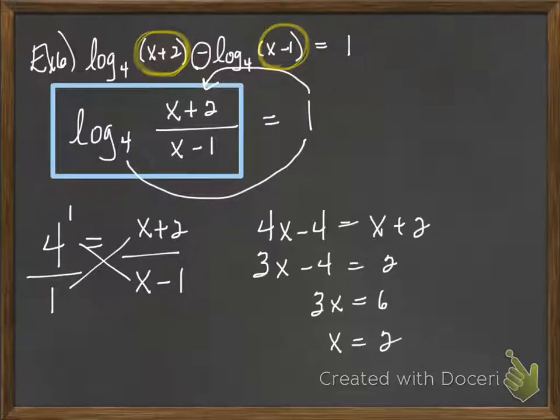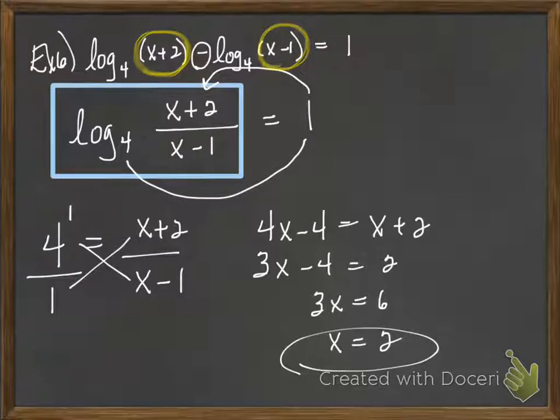If x is 2, is 2 plus 2 greater than 0? Yep, so it's good in that log. Is 2 minus 1 greater than 0? Yep, so our answer can be 2. We don't have to reject it. That is in our domain. It would be part of the graph if we actually looked at the graph of this function. So that can be our answer.